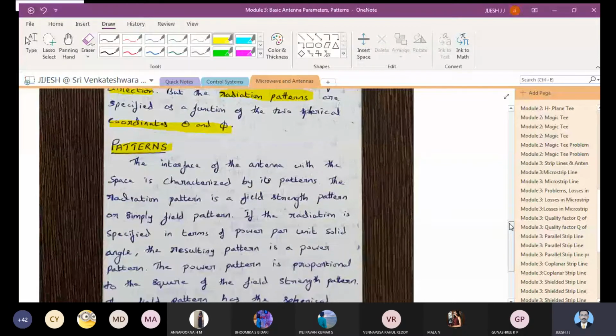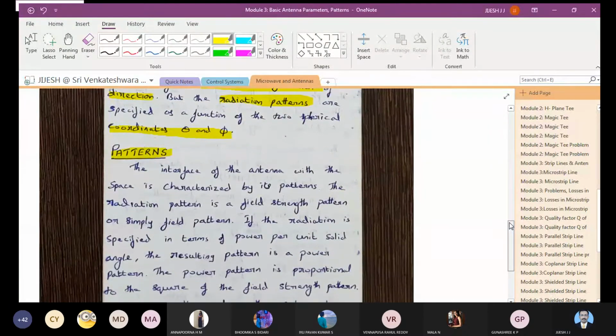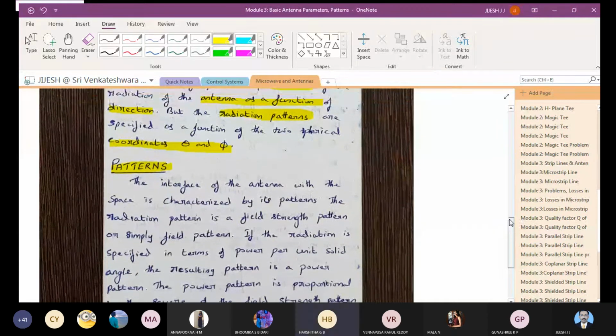So shall we start with pattern? Yes, sir. Okay.